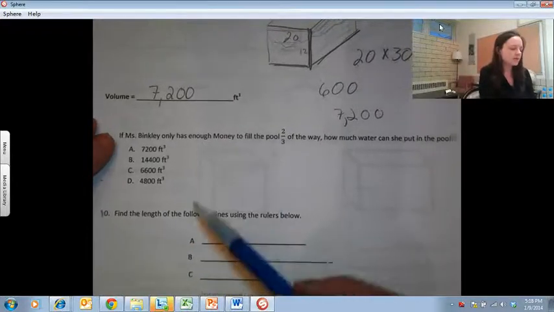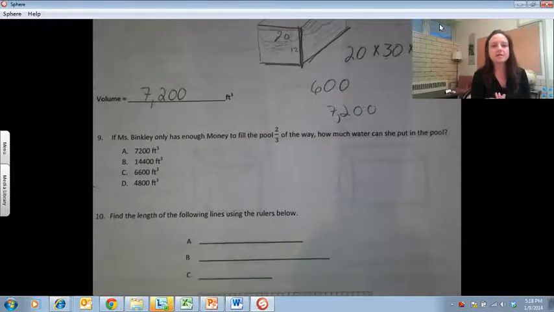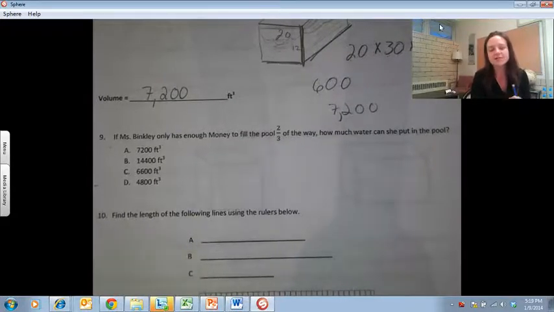Question number 9: I broke my review question into 2 separate questions. On the test, it was just one question. Remember, on the test, it was the fish tank question. So this says, if Ms. Binkley only has enough money to fill the pool 2/3 of the way, how much water can she put in the pool? This is a multiplication question. What is 2/3 of 7,200?